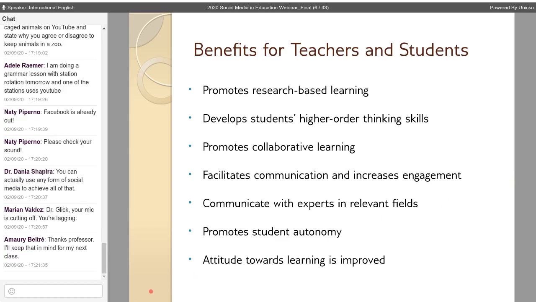Okay. So again, back to the first benefit: research-based learning. We can use YouTube videos to promote research-based learning. Using research-based learning, we ask students to watch YouTube videos on a controversial topic, right?